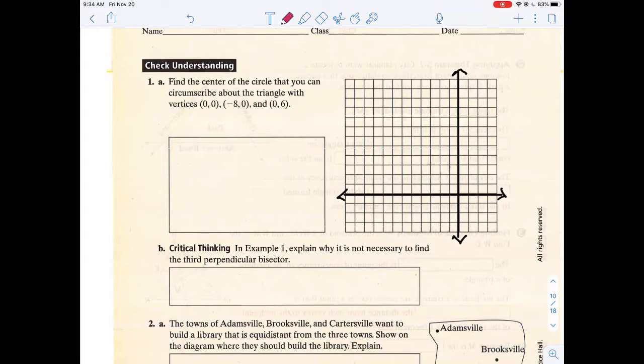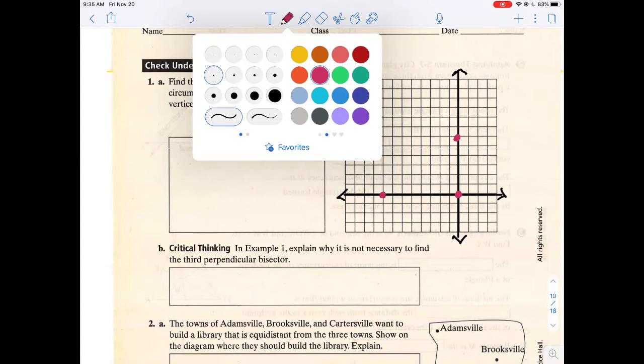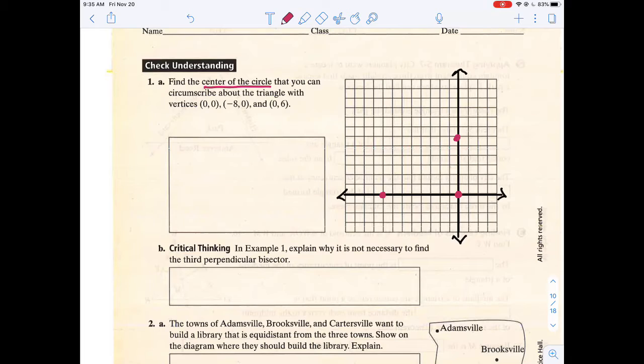Okay, so this first check for understanding problem is very similar to the first example we did. So we want to find the center of a circle that you can circumscribe about the triangle with the vertices 0, 0, -8, 0, and 0, 6. Okay, so then I'm going to draw this triangle. Okay, this is the triangle we are working with.